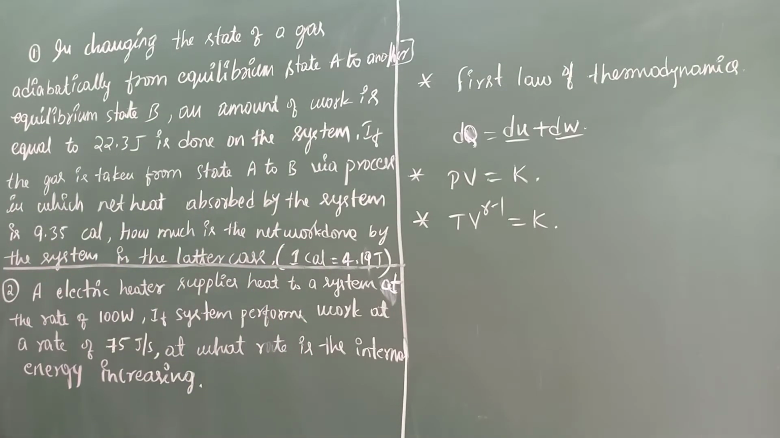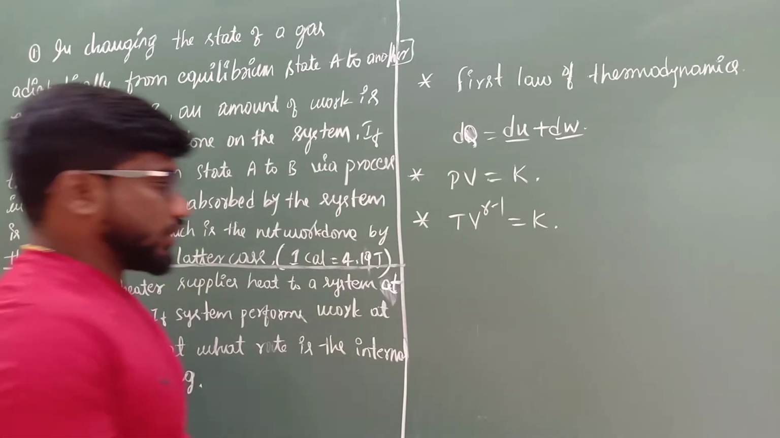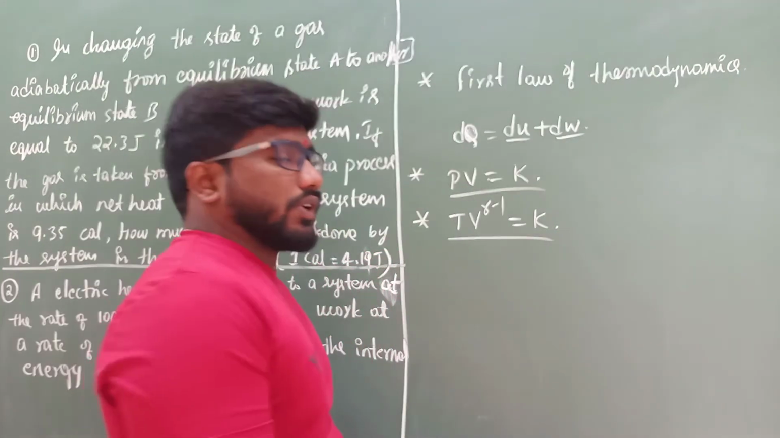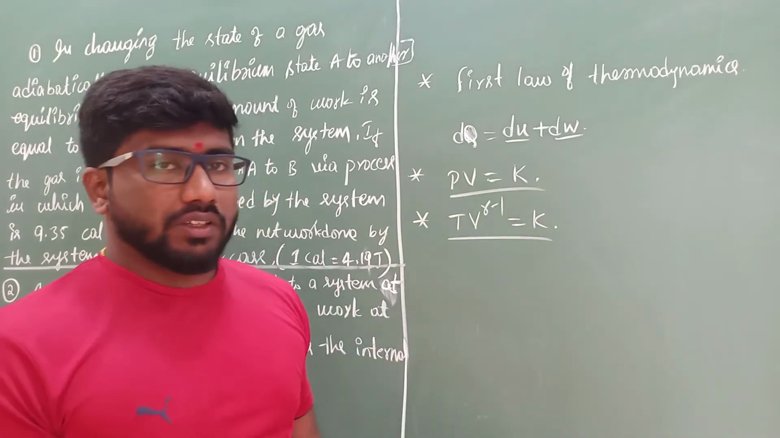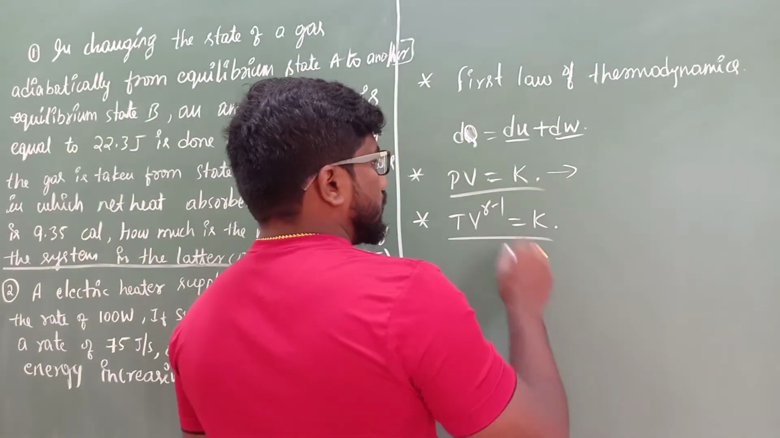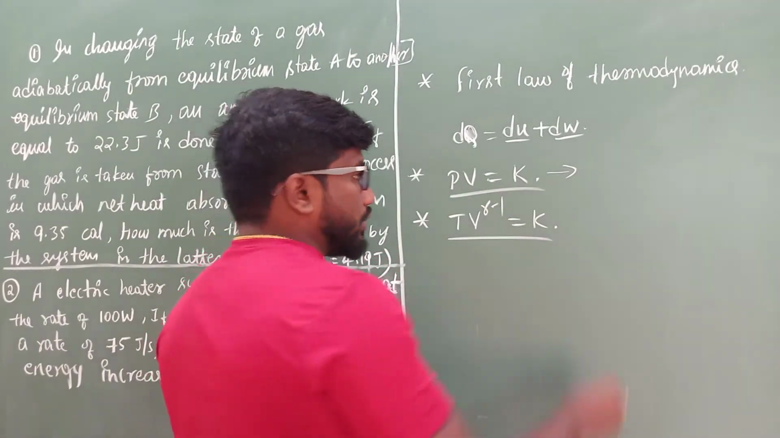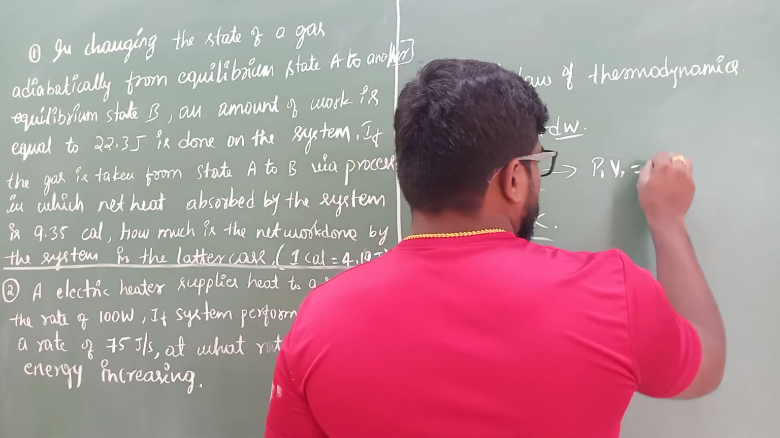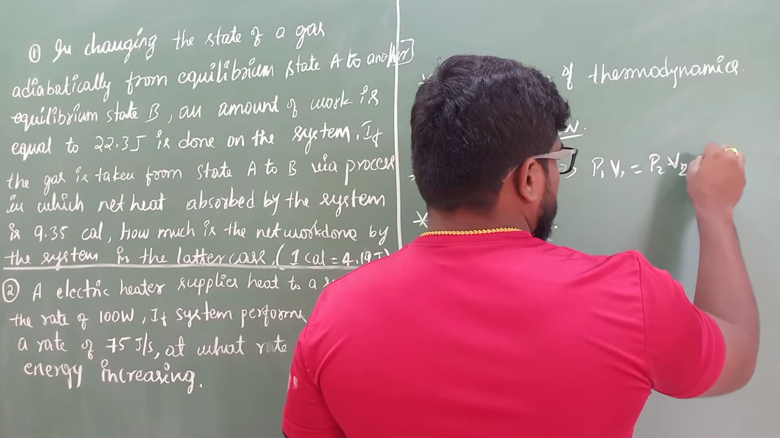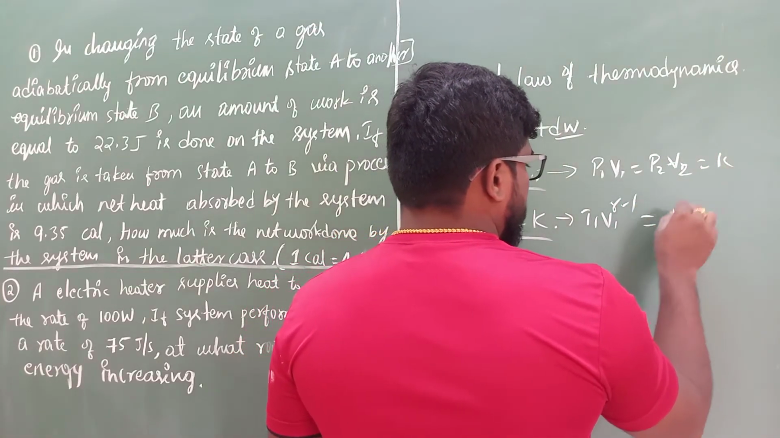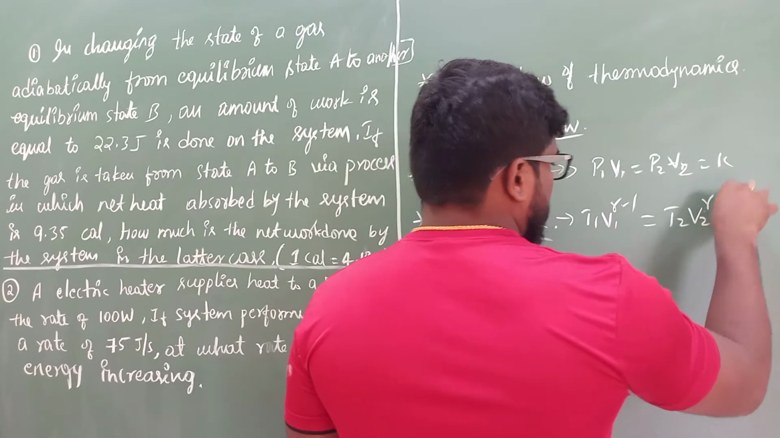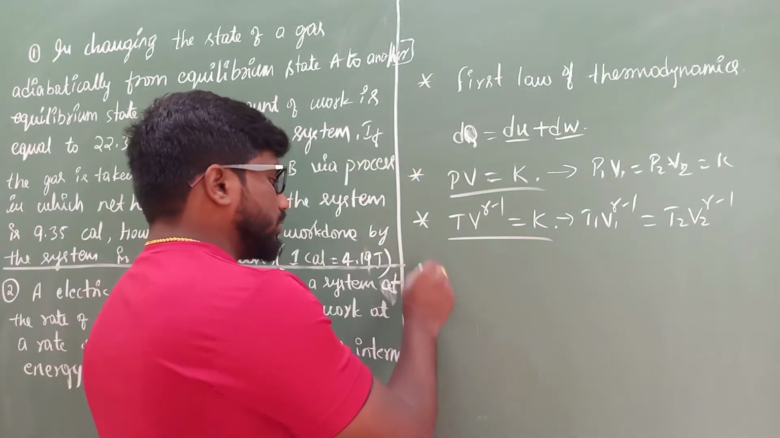This formula you already know, we studied it. Even while solving the concept of the Carnot engine and its efficiency, we derived this equation. Similarly, if the pressure and volume change, then P1 V1 equals P2 V2, which equals constant. Here also, P1 V1 power gamma minus 1 equals P2 V2 power gamma minus 1. This will be the formula.